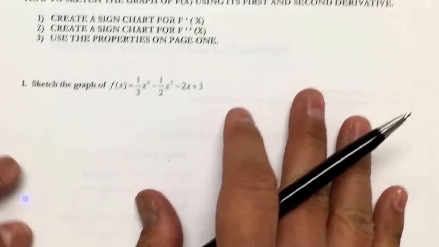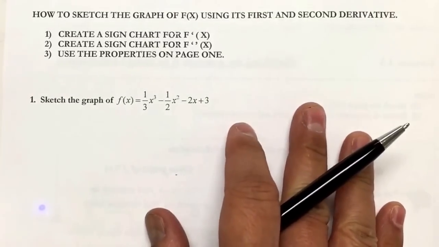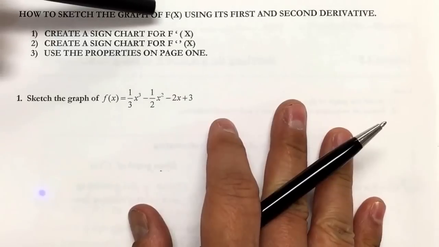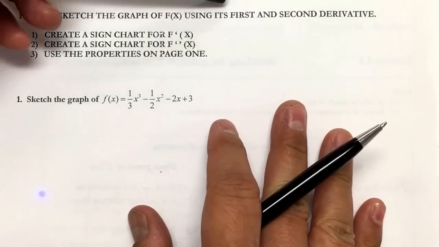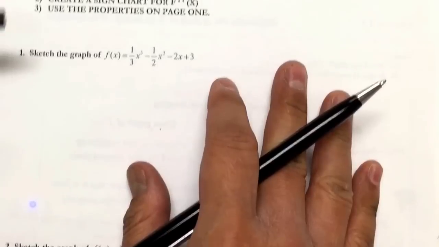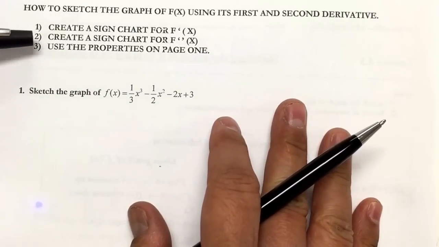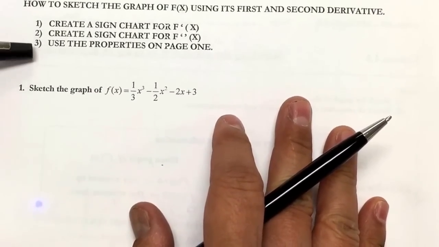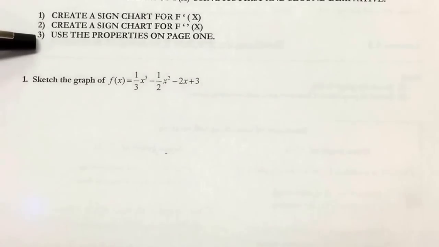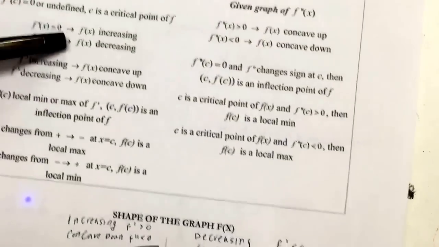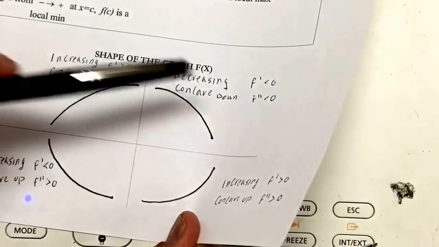All right, so I'm creating 3 simple steps for you to follow when you sketch the graph of the function using its first and second derivative. First thing you do is create a sign chart for f prime, create a sign chart for f double prime, and then use the properties from page 1, but mainly that.